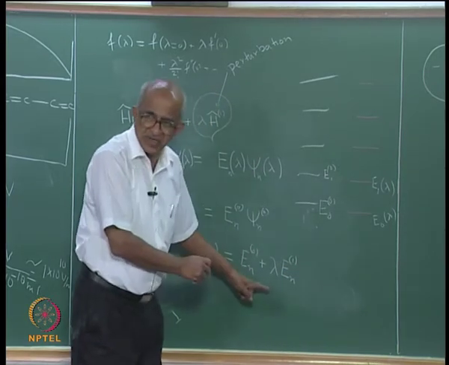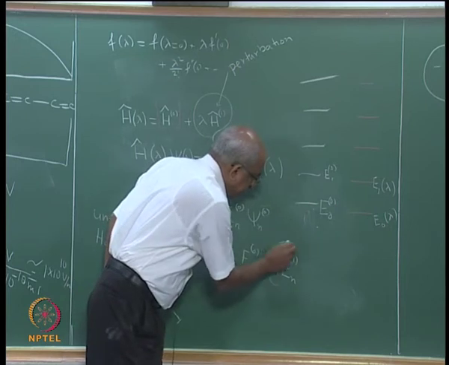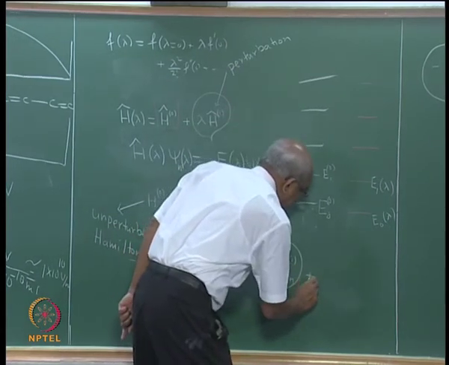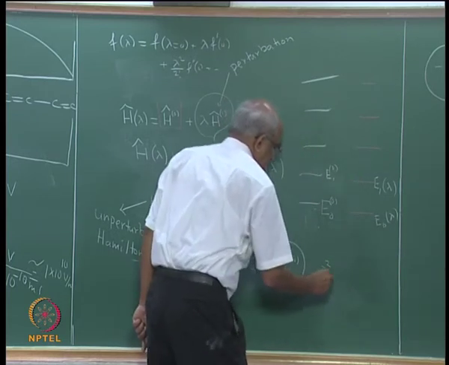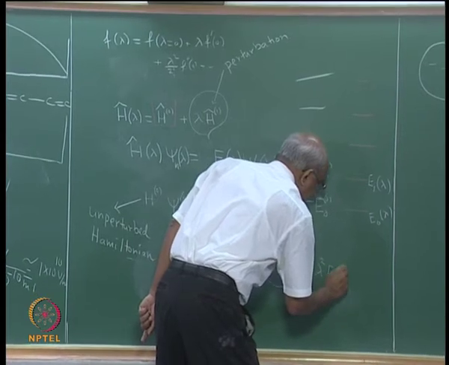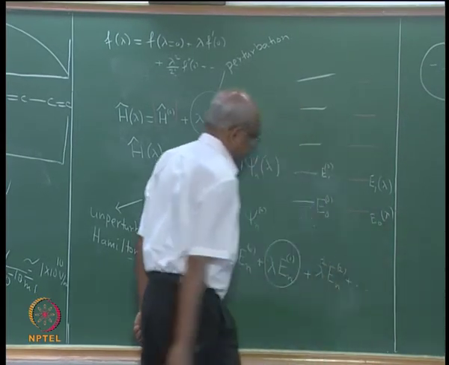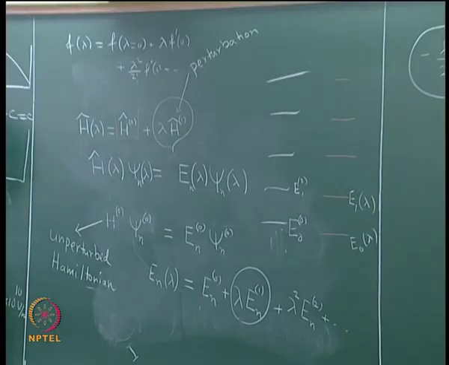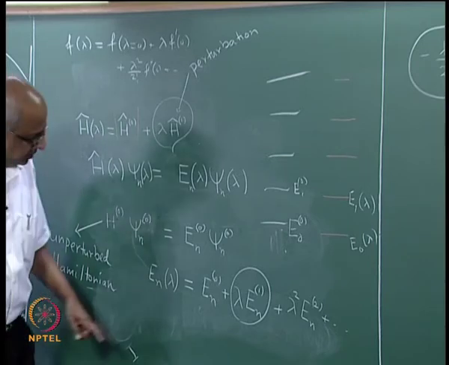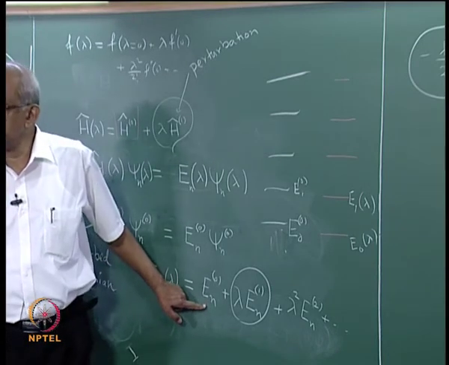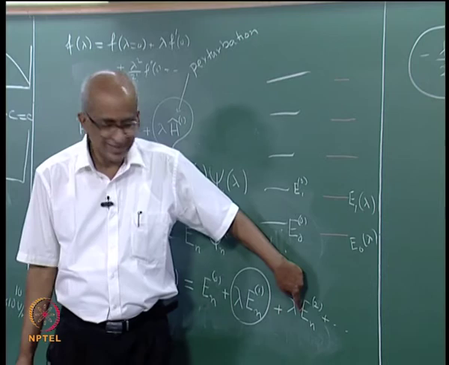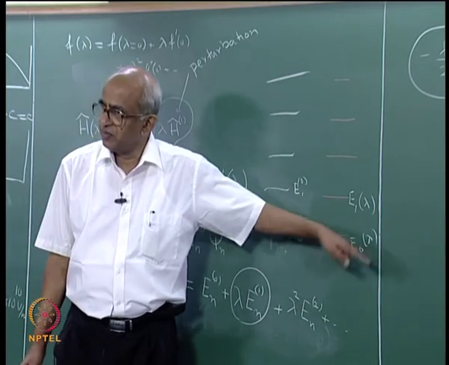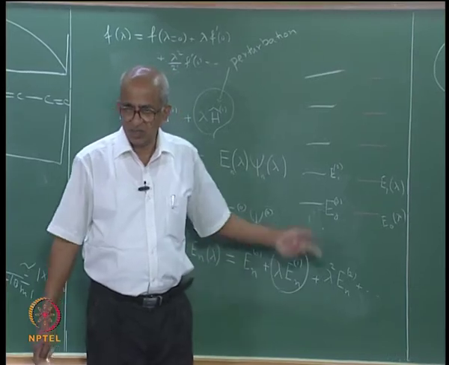This is my notation, this whole thing is my correction to the energy. And then if I wanted the next correction, it is going to be equal to lambda square times E n 2 plus etc. So, that is the way I write the expression, and now I will use the following words. This is my unperturbed energy, this is my first order correction to the energy, that is my second order correction, then I can think of third order, fourth order, fifth order, okay, if I want.